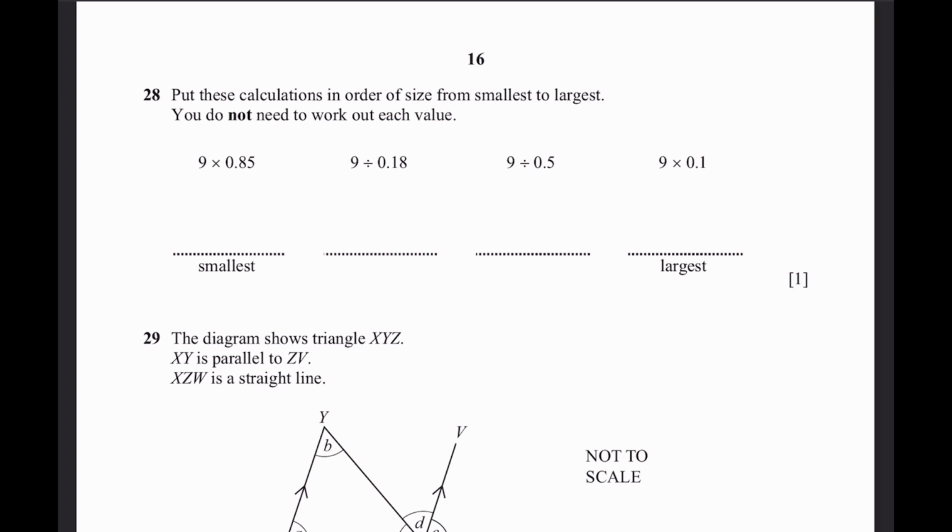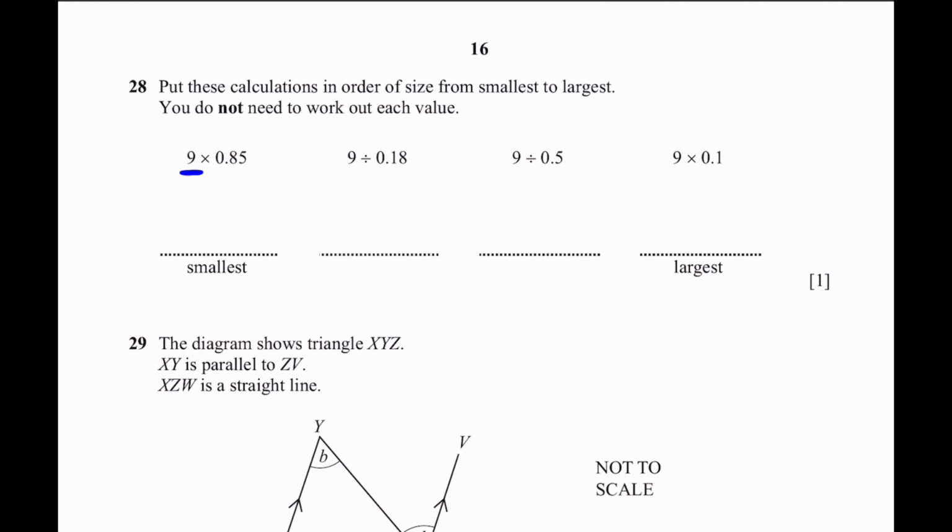Question 28. Put these calculations in order of size from smallest to largest. You do not need to work out each value. Well, if we don't work out the values, then how are we going to order them? This is because the number 9 is there in all of the expressions.